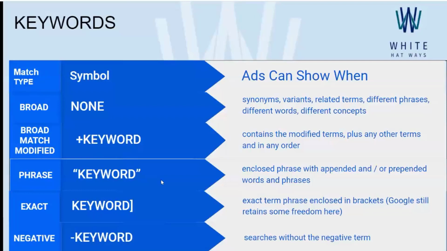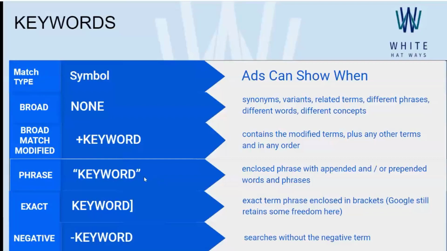So again, are you seeing a kind of pattern? From broad, we move to broad match modified. When we move to broad match modified, there was something that we constrained with respect to our keywords. And then when we move from broad match modified to phrase match, again we put a level of constrainment. So we are restricting our keywords from broad match to broad match modified to phrase match.